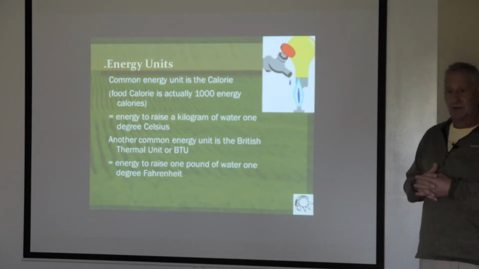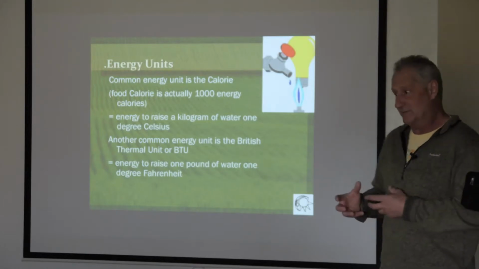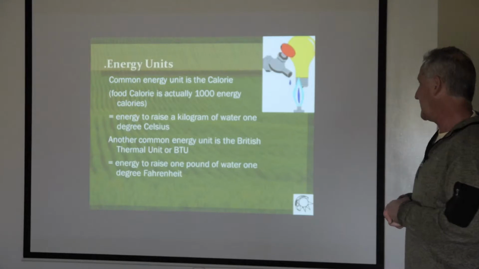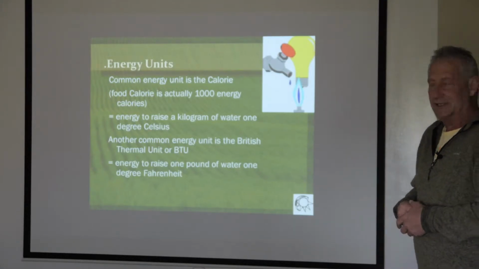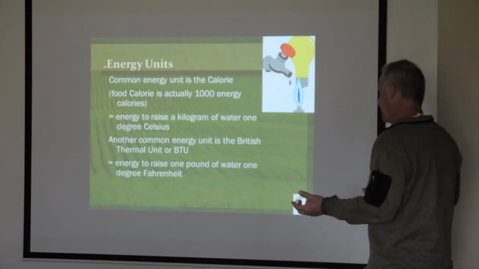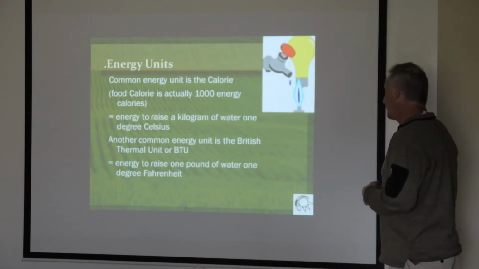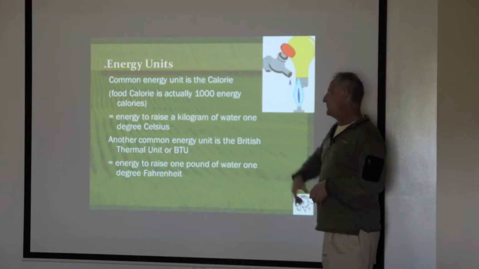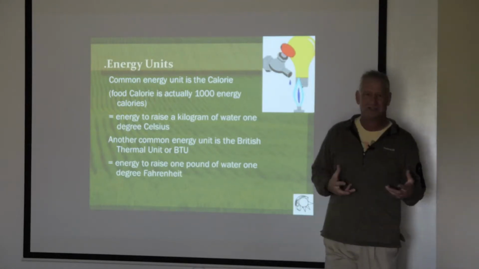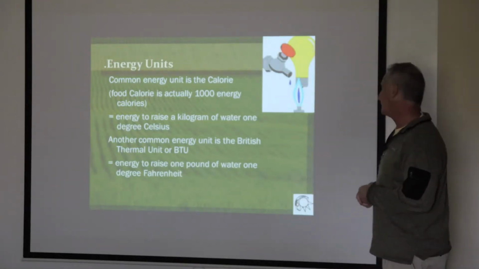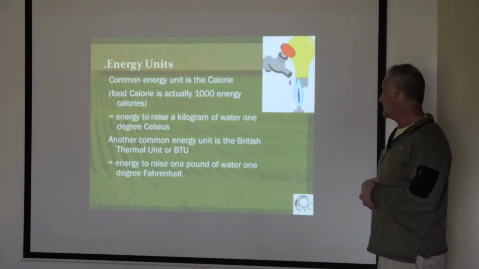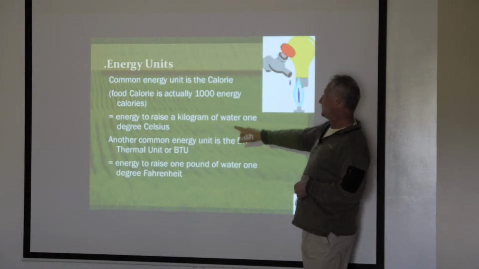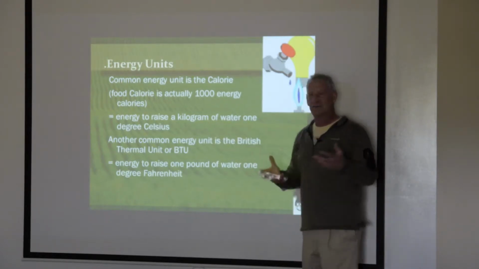Everyone has heard about calories. You buy some food item and it says this food item has so many calories in it. So what's a calorie? A dietetic calorie, a food calorie, is actually 1,000 energy calories. A food calorie is the energy it takes to raise a kilogram of water 1 degree Celsius.